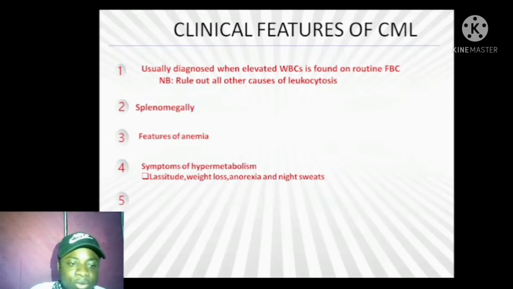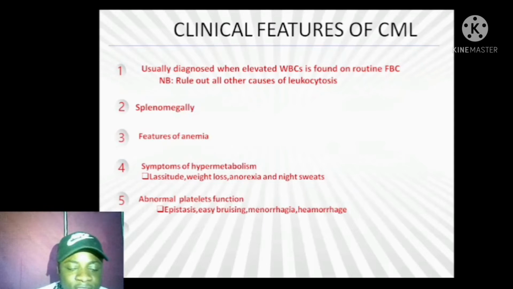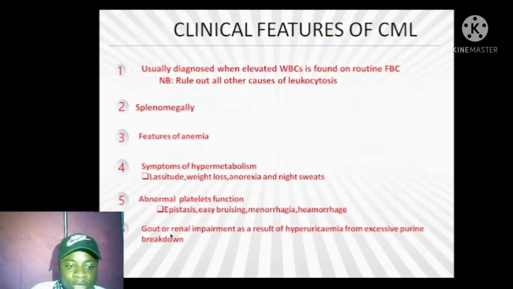Very important. So, abnormal platelet function. You know the platelet function. So in this case, there will be abnormal platelet function. One is epistaxis. We have easy bruising, menorrhagia, and hemorrhage. All these are related to the function of the platelets. But if there is chronic myeloid leukemia, you will see abnormal platelet function in such situations. Now there is gout or renal impairment as a result of hyperuricemia from excessive cell breakdown.